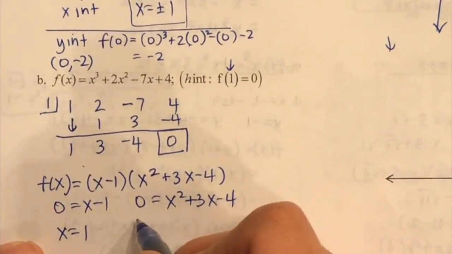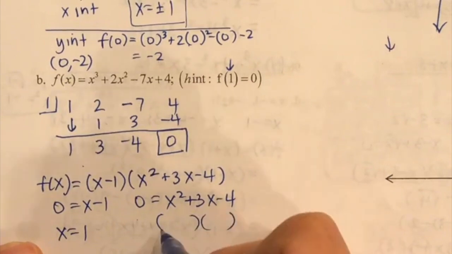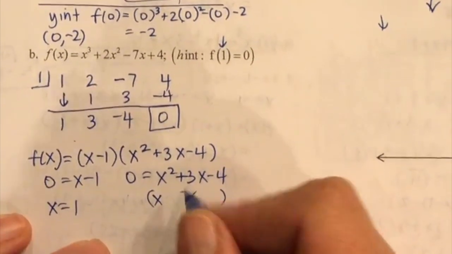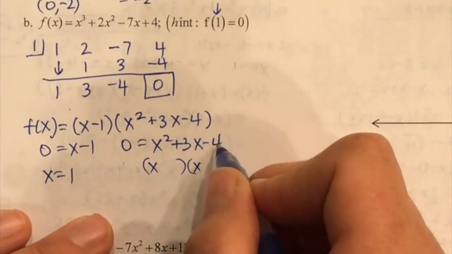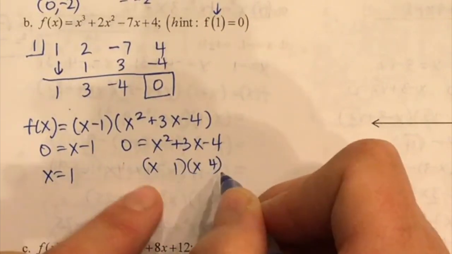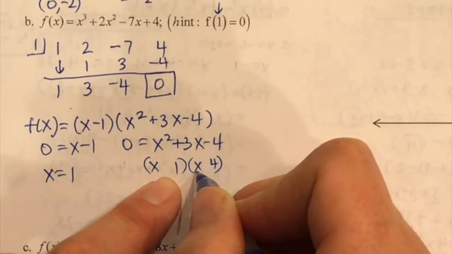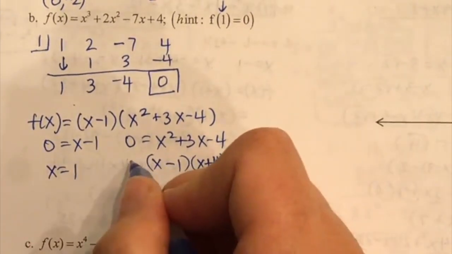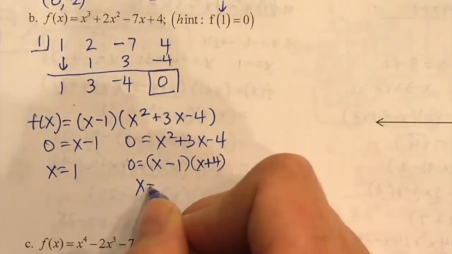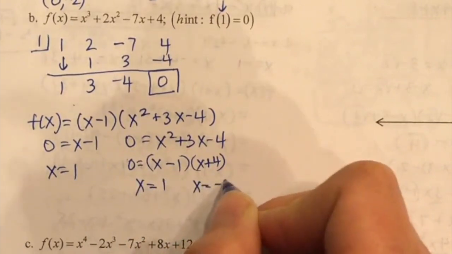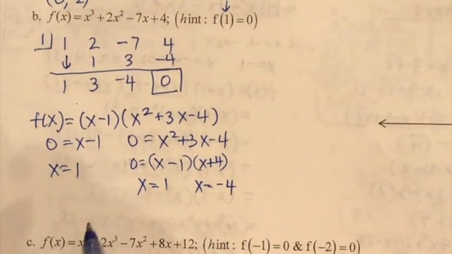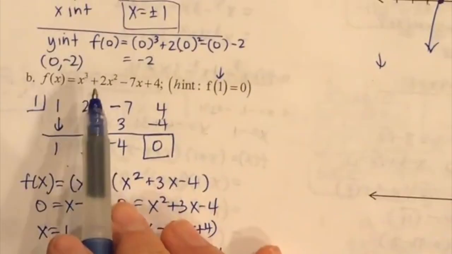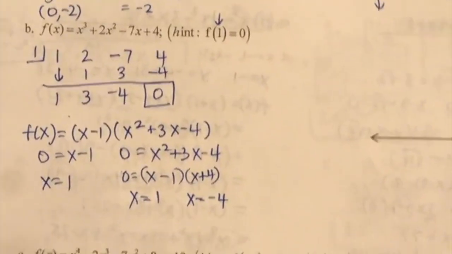This one right here is going to be hopefully factorable. It looks like it is, but let me double check. If I put a 4 and a 1, that gives me 4x, that gives me an x. If I make this positive and that negative, that'll work. Yay. So x is going to equal 1 and x is going to equal negative 4 here. So now I just got 3 x-intercepts, which is what I expected because it's cubic.